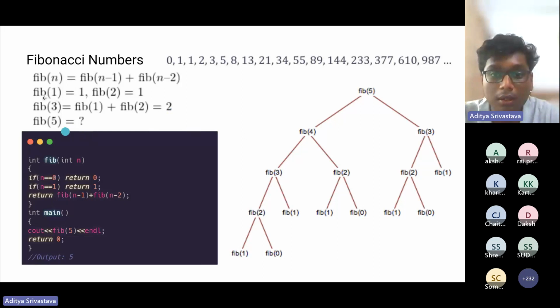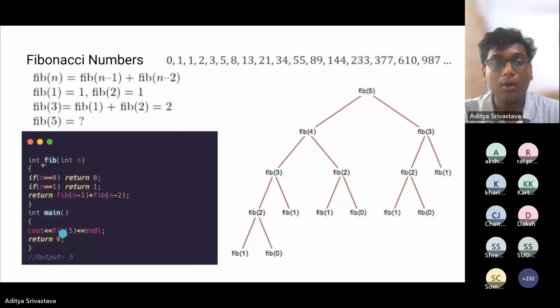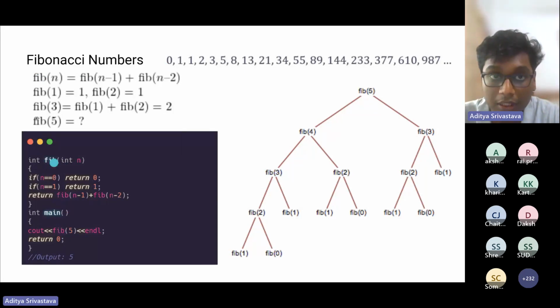So let's find fib of 5. We already know what fib of 5 is: 0, 1, 2, 3, 4, 5. Fib of 5 is 5, okay. So let's find fib of 5 using our recursion function. Let's create a recursion function to find this. Since this is our recursion, we need to stop it somewhere.